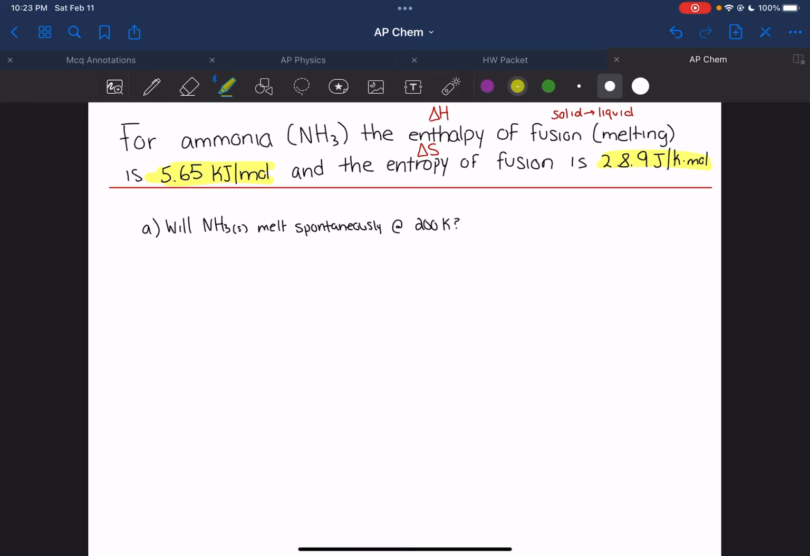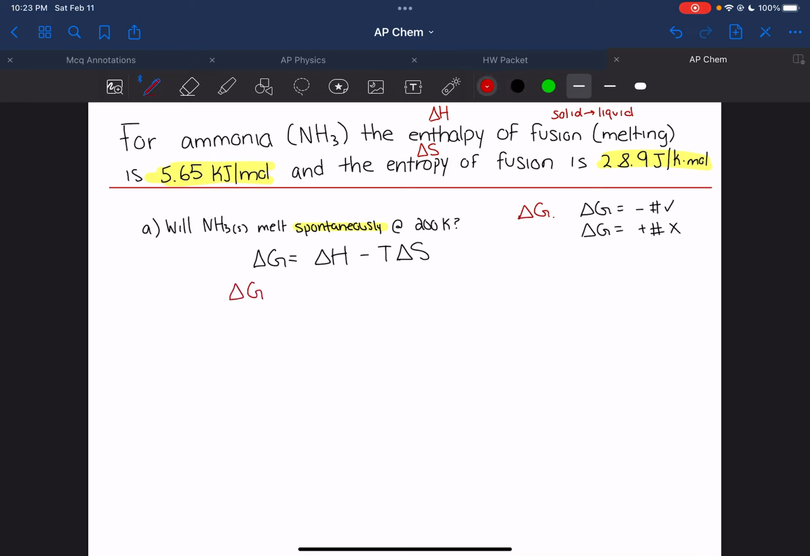So what it's asking in essence is whether something is spontaneous, right? So we need to calculate delta G. And the rule is that if delta G is a negative number, it is spontaneous. If delta G is a positive number, it is not spontaneous. Now we have the formula for delta G, which states that delta G is equal to delta H, enthalpy, minus the temperature times our entropy. Now we're solving for delta G.